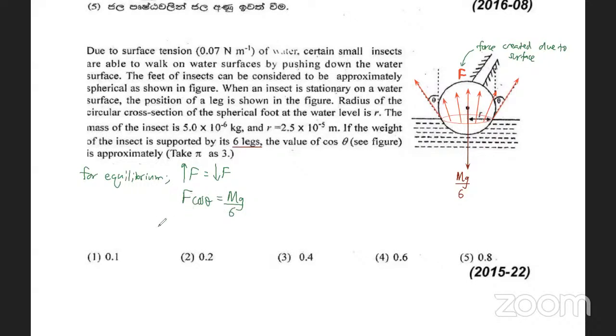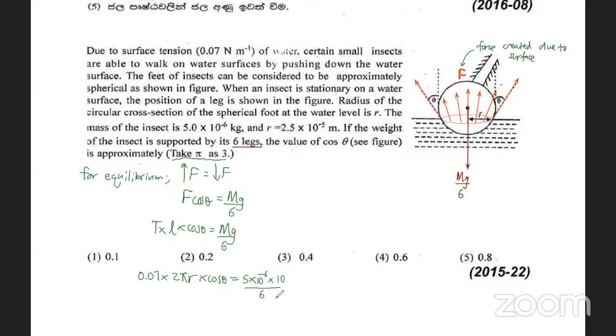And for F, according to surface tension theory, surface tension multiplied by the length along which the force acts, into cos theta, equals Mg by 6. They have asked us to take pi equal to 3. That's a good sign. So let's substitute the values. T is surface tension, 0.07, and the length along which the force acts is 2 pi r, the circumference, into cos theta, which we have to find. Capital M is the mass of the insect, which is 5 into 10 to the power minus 6, into g, which is 10, divided by 6.